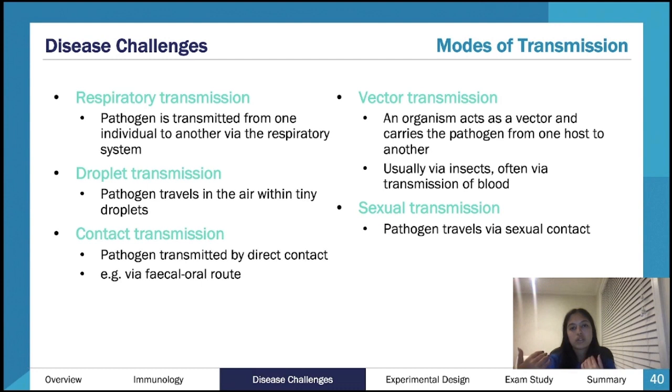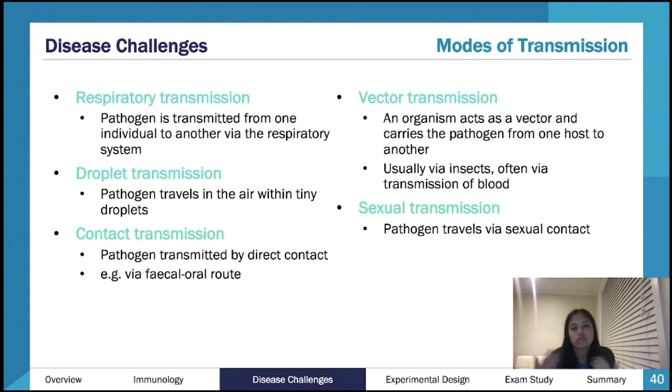If the pathogen is excreted in the feces and you don't wash your hands properly after going to the bathroom, you may touch your mouth, or eat something, and then that gets in via the oral route. So that idea of fecal oral.